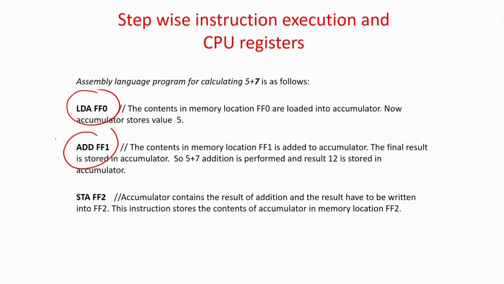Then we have ADD FF1. This is an arithmetic instruction. It says that the value in the accumulator, that is 5 which was loaded from FF0, will be added to the value available in FF1, and the result will be stored back in the accumulator. Finally, STA FF2: the value of the accumulator is stored to the FF2 memory location. Now the accumulator has 5 plus 7, so it will be stored there. So to do this operation, we have two data transfer operations and one arithmetic operation, and this machine is a single address machine.